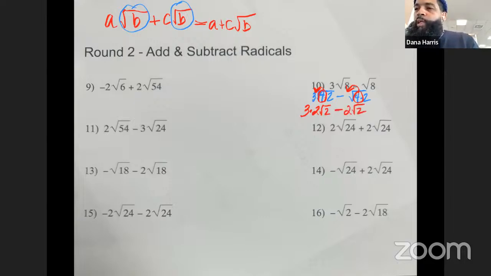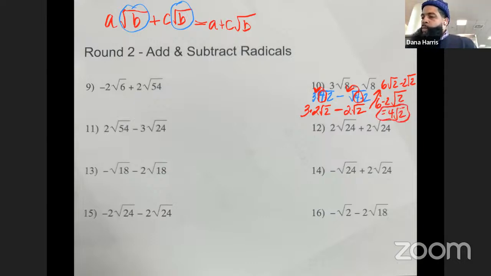Okay. So that gives me 3 times 2 is 6. 6 square root of 2 minus 2 square root of 2. And so 6 minus 2 square root of 2 equals 4 square root of 2.